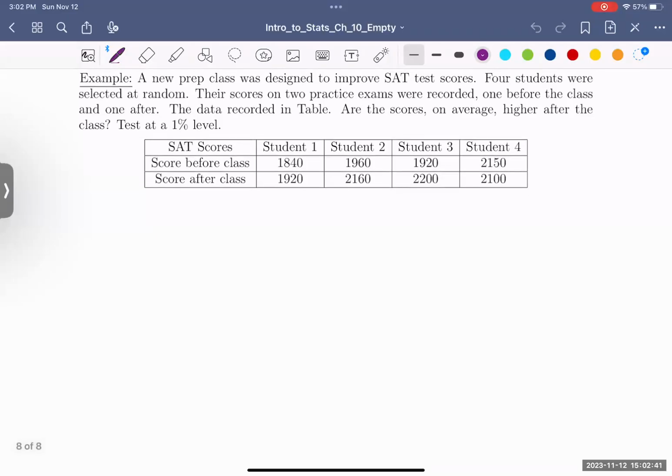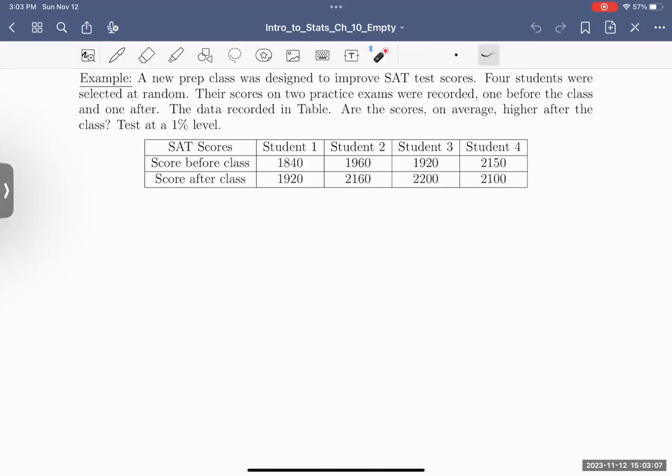A new prep class was designed to improve SAT test scores. 4 students were selected at random. Their scores on 2 practice exams were recorded, one before the class and one after the class. The data is recorded in the table below. Are the scores on average higher after the class?